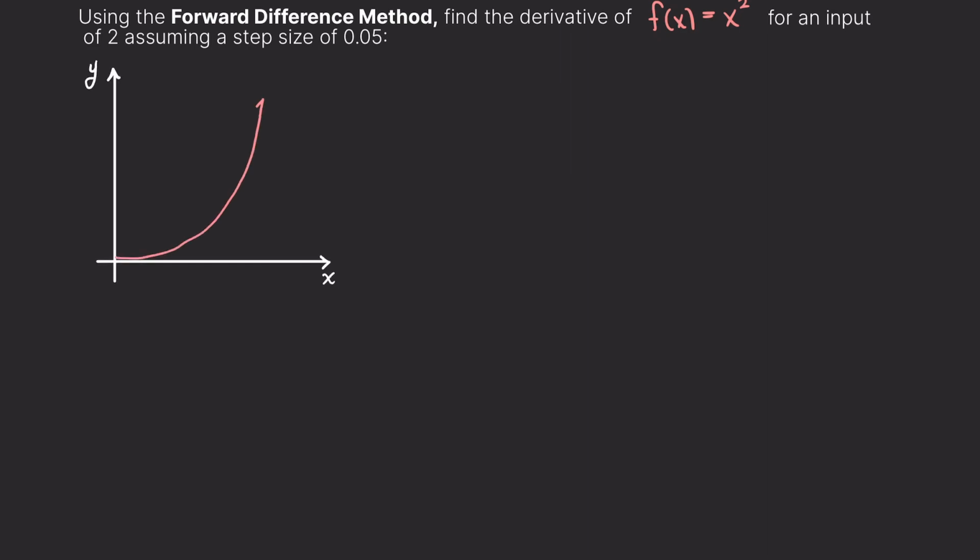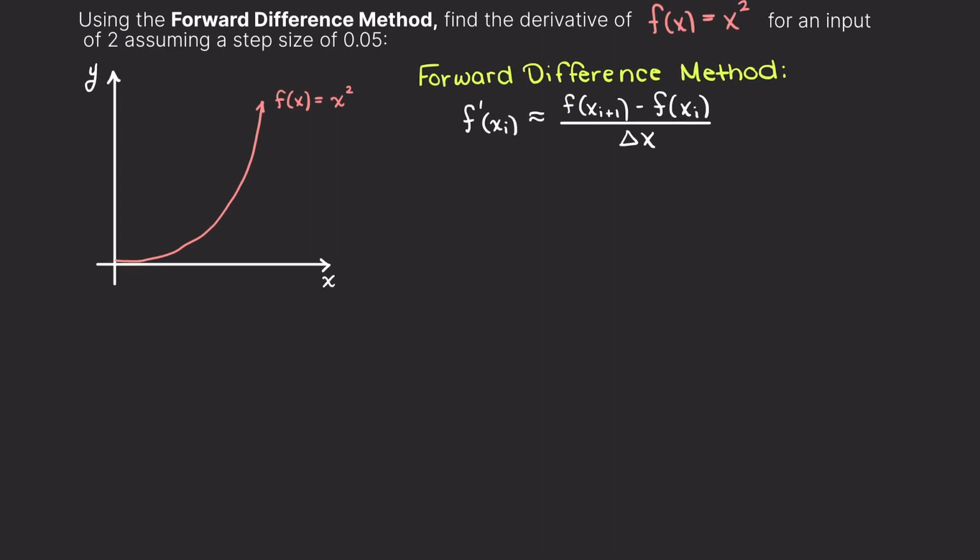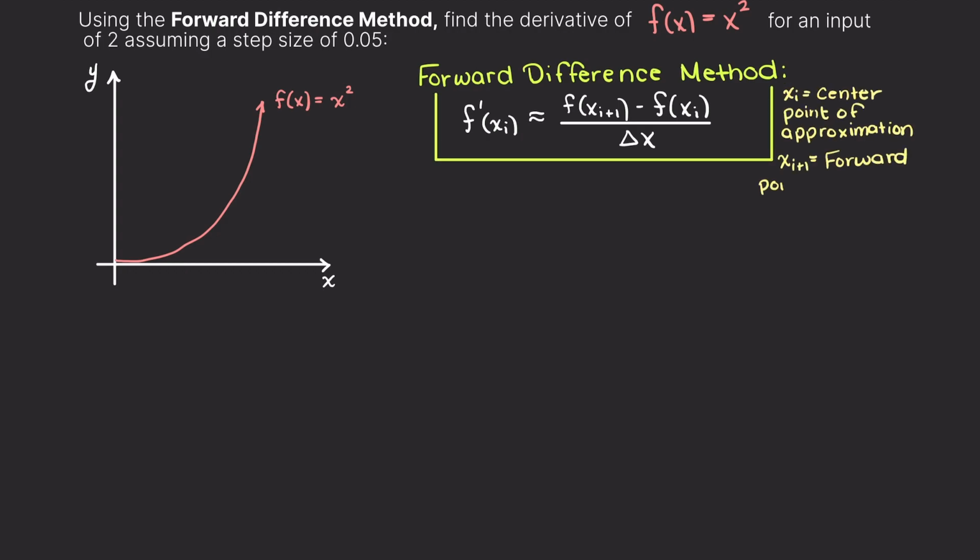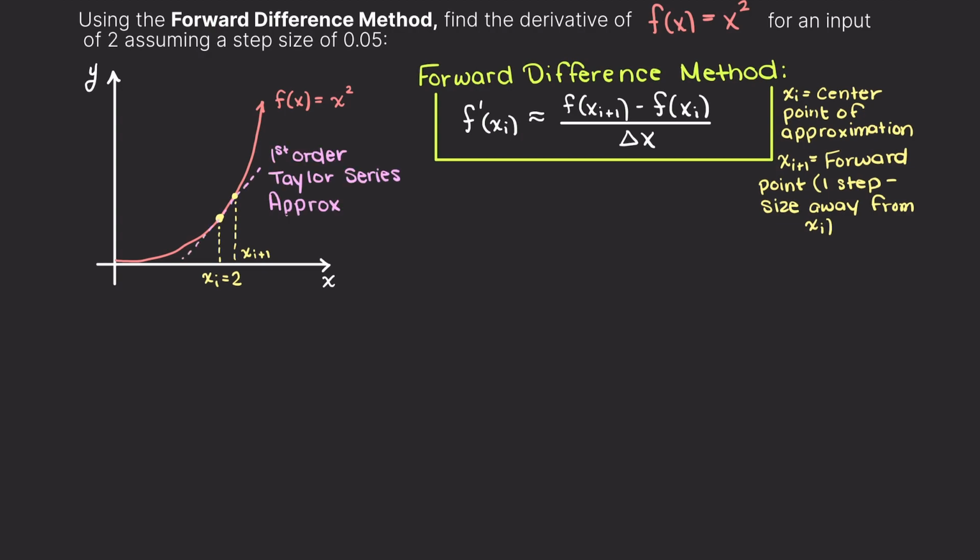Let's begin by graphing our given function and then writing out the formula for the forward difference method that we developed in the last video. We say that the derivative of some point a step size ahead of our center point is approximately equal to the finite difference between the two function outputs divided by our designated step size.